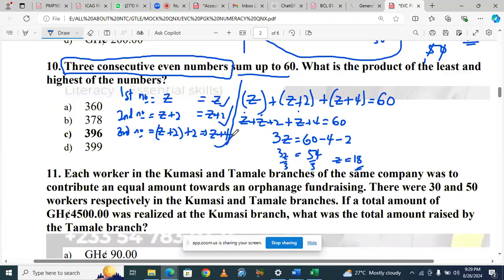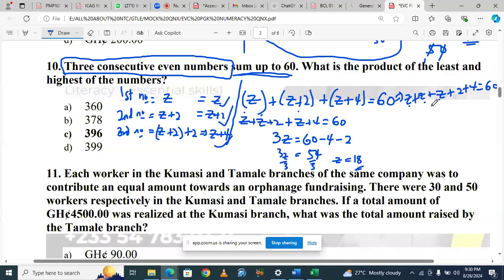Yes. And we are saying that they sum up to 60. Meaning that when you add all the 3 numbers, you get 60. So then we have here z plus z plus 2 plus z plus 4 equals 60. So if from here I decide to group like terms, we are going to have z plus z plus z plus 2 plus 4 is equal to 60. Right?